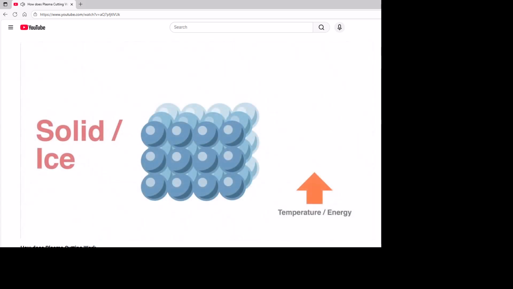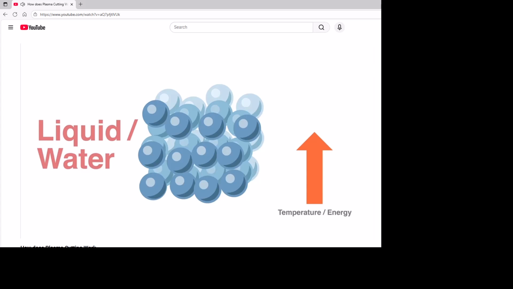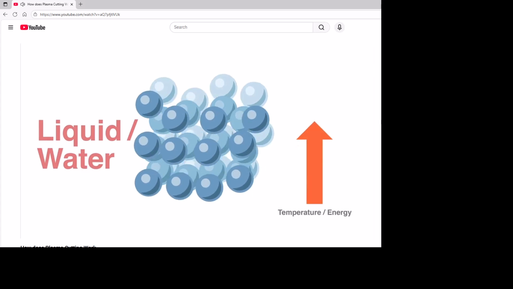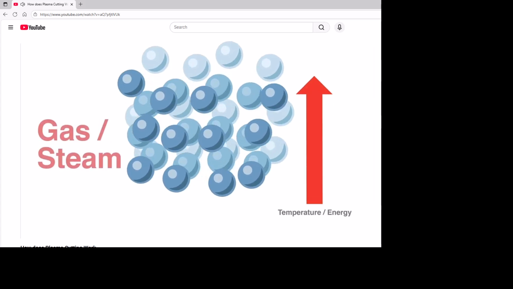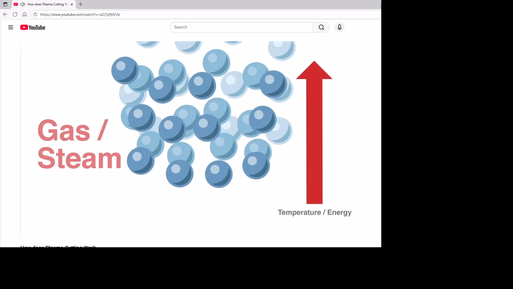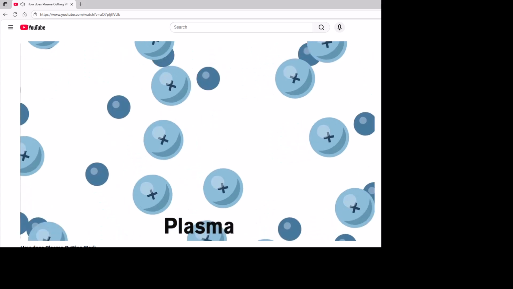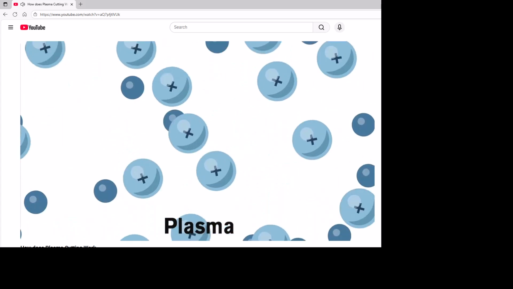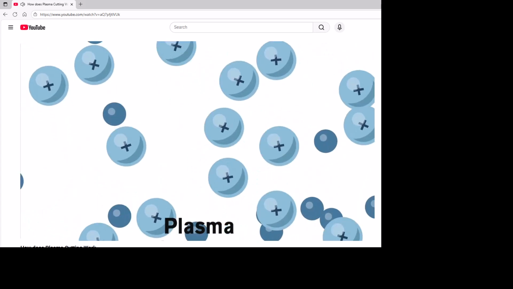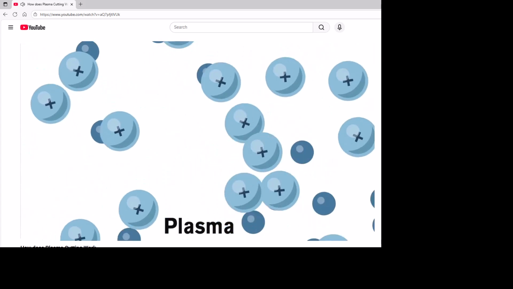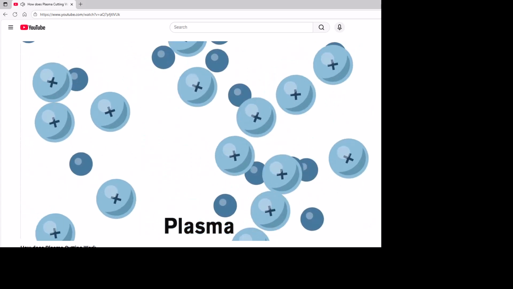The difference between these states is their energy. When you add energy to ice in the form of heat, the ice melts and forms water. If you add more energy, the water vaporizes and becomes steam. From ice to water to steam. But what happens if you add even more energy to the steam? A lot more. If you could heat it to 11,700 degrees Celsius, the steam would break up into a number of component gases. It would also become electrically conductive or ionized. This high-energy ionized gas is called plasma.